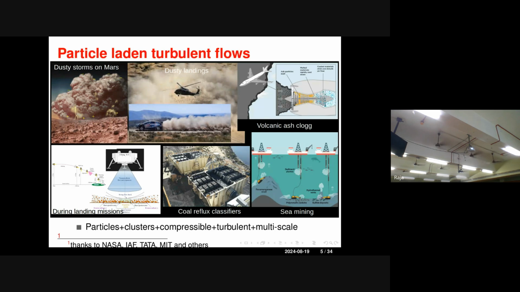Over that, if one looks at typical chemical processing industry problems, there are always coal reflux classifiers and mineral separations. There you will have flow with particles interacting with each other.